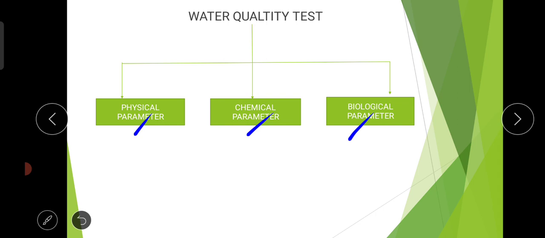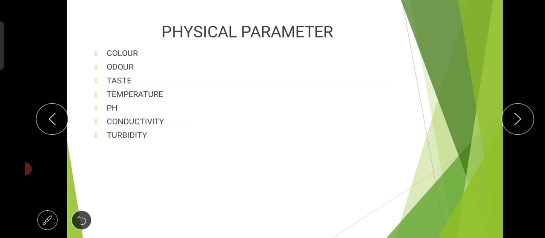If they are not, then it will affect public health, which may in turn lead to waterborne diseases, as we have discussed in the last class. Each parameter will be studied in detail in the coming sessions, in the coming PPTs. First one is physical parameter.